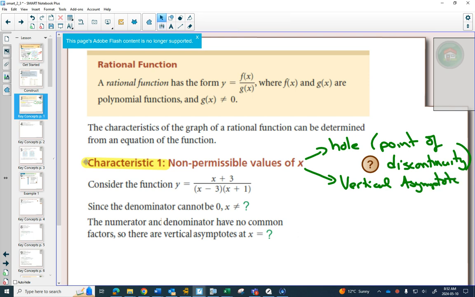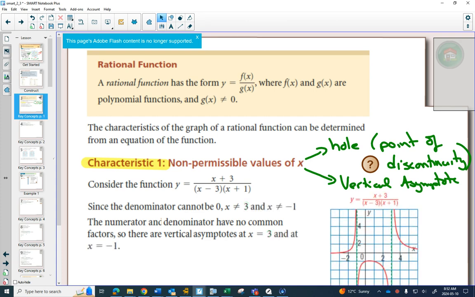So how do we know? Well, we know when something cancels out. In this first example, the x minus 3 and the x plus 1, once it's factored, neither of those factors are identical with the x plus 3 on the top. So nothing can simplify, nothing can cancel, and those both become vertical asymptotes.